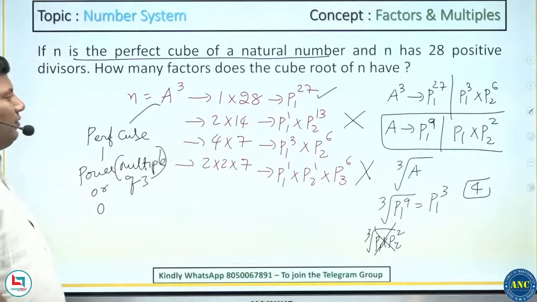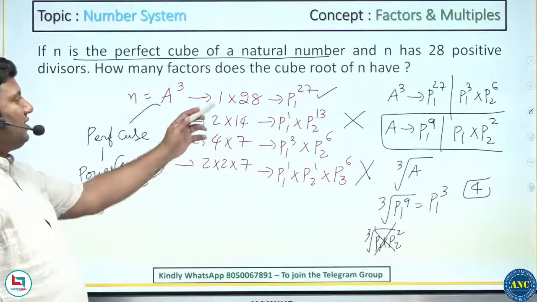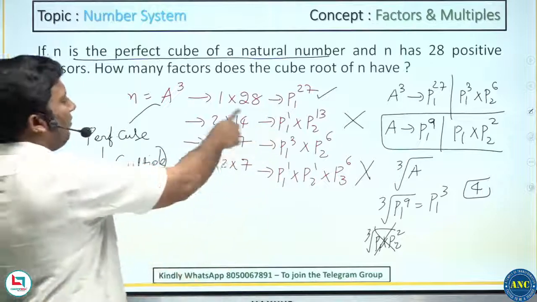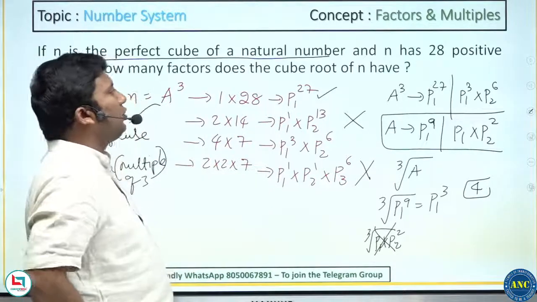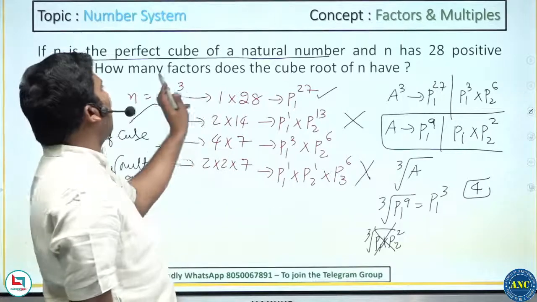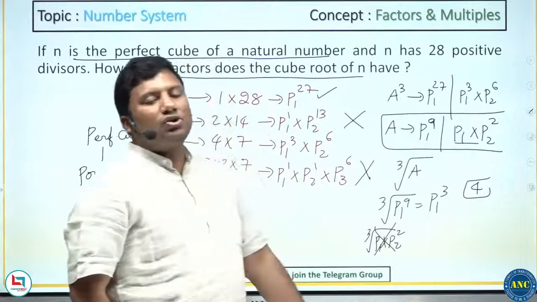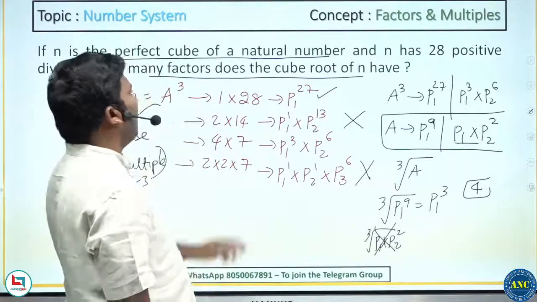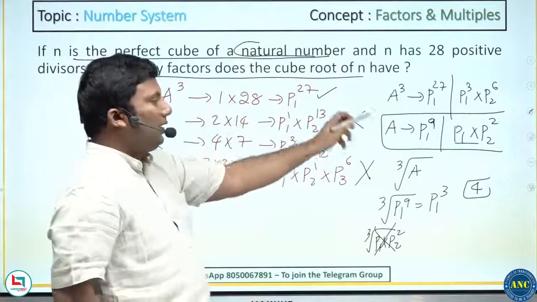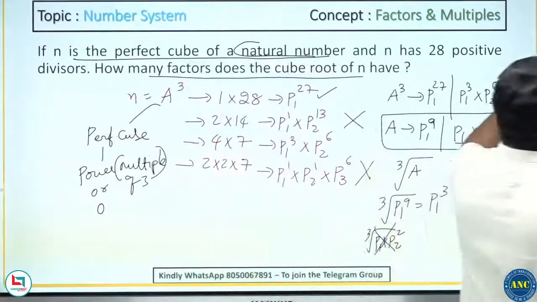A will be P1 into P2 square. P1 power 9, power 3 is 27, 28 factors. P1 power 3, P2 power 6 will be 4 into 7, 28. But I want the cube root of n. Cube root of P1 into P2 square, that is 2 square into 3, they are not giving a natural number. I want a natural number. So P1 power 9, I took it. I hope the idea is clear.